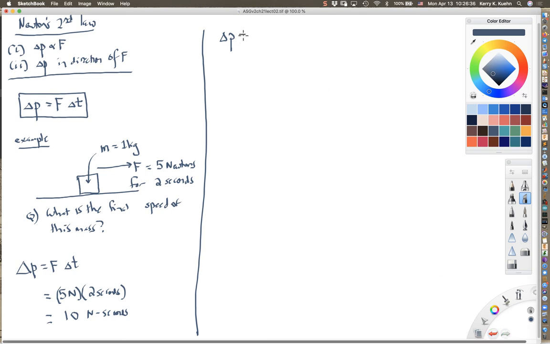A little bit sloppy. The change in momentum is going to be equal to 10 Newton seconds.